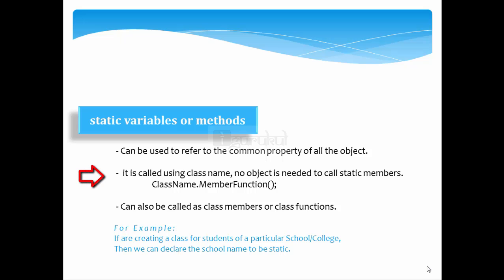Another important point is that any member function or variable that is declared as static should be called using the class name and not an object name. Yes, it's true. You don't have to create an object to call the static variable or static method. It can be called using the class name. Basically, it is a protocol to use that because a static variable can be used to refer to the common property of all objects.